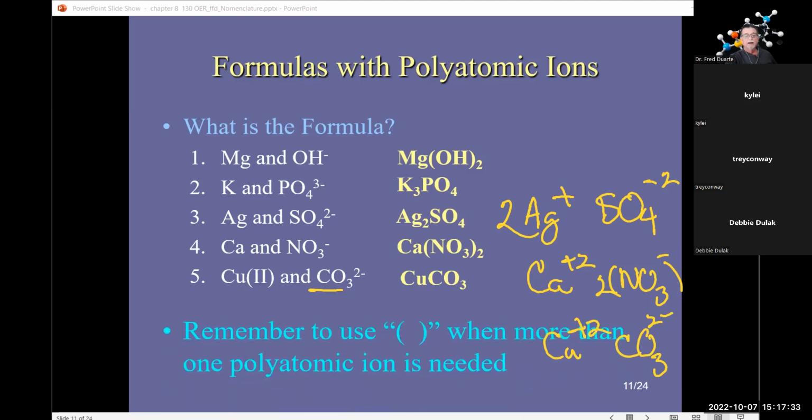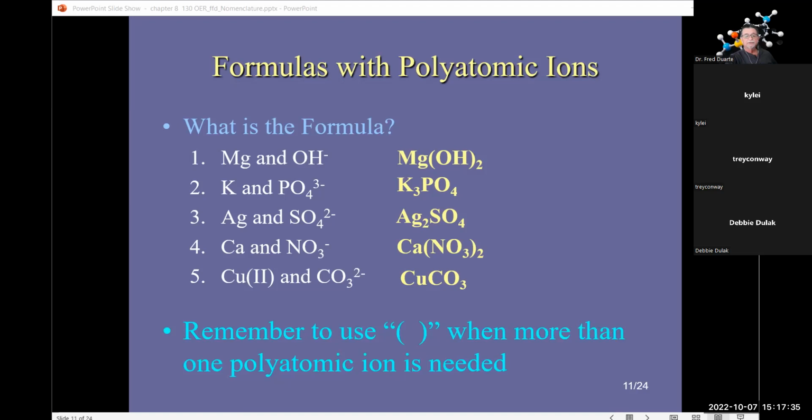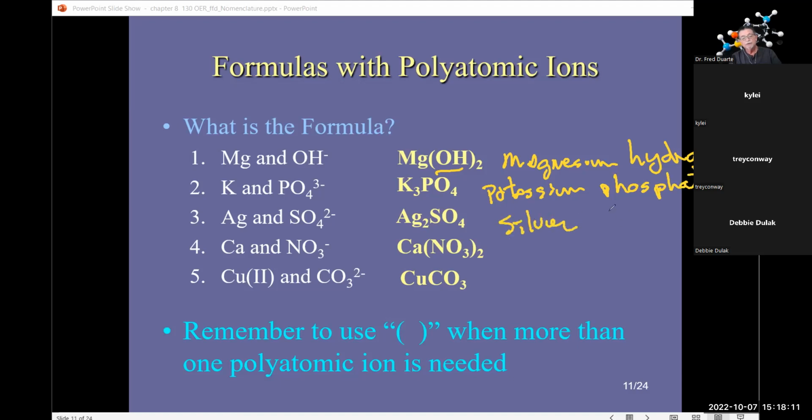Let me clear this up. Let's make sure we get the naming right. We have magnesium hydroxide. How did I get the name? Well, I looked up the polyatomic ion table and it gave me the name, hydroxide. Same is true for the PO4. So this is potassium phosphate. Silver sulfate.